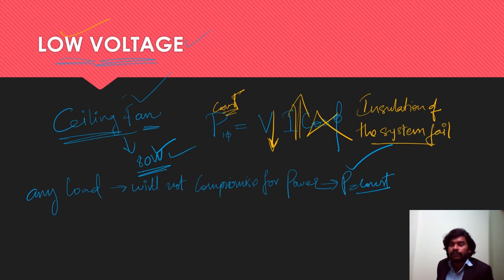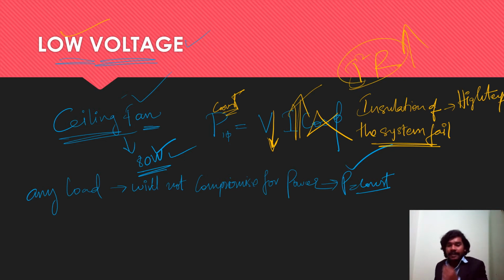Why will the insulation of the system fail? Due to high temperatures generated in this process. When the current value is raised, the I square R loss in the system will increase, which is nothing but the heating effect. When the heat rises, the insulation will be subjected to thermal stresses and will fail. What happens if insulation fails? Current will leak between two conductors of the system, or between the conductor and the body.